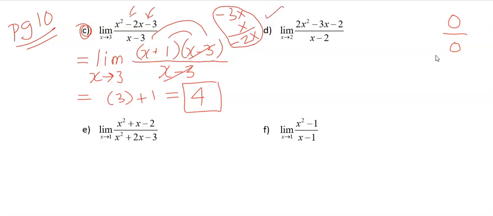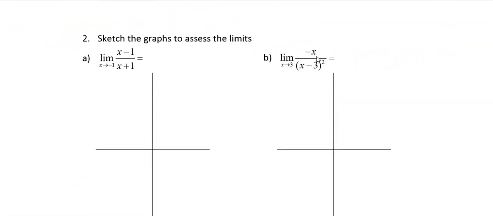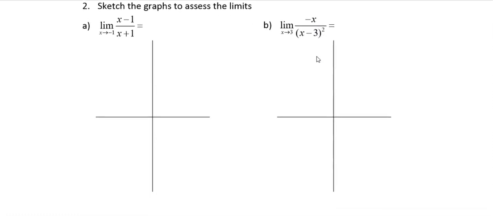Now, I'll leave D and E and F for you to try. You go ahead and do those. But they should be very similar to the ones we've already looked at. Make sure you check the answers as well on D2L. Question number 2 on the bottom of page 10. Now, all they want you to do there is sketch the graphs to assess the limits. I'm going to leave those for you to try as well.